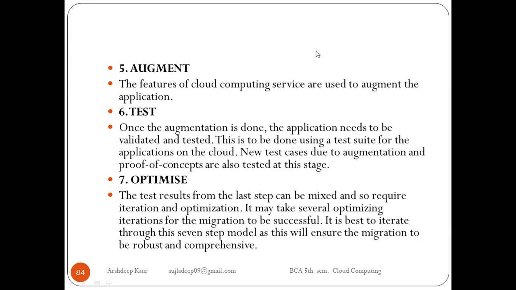Next is optimize. The test result from the last step can be mixed, so it may require iteration and optimization. It means if the test result is according to your requirement and you are satisfied, then go ahead. But if you find some problems, failures, or issues in the test, you have to optimize it, meaning refine it and work again on it. It may take several optimizing iterations. Iteration means working on it continuously until we get the best result.